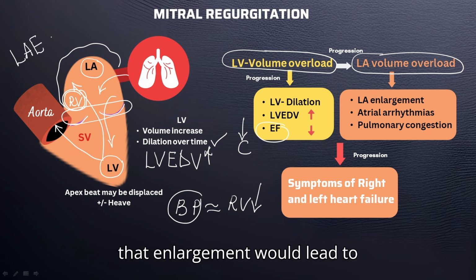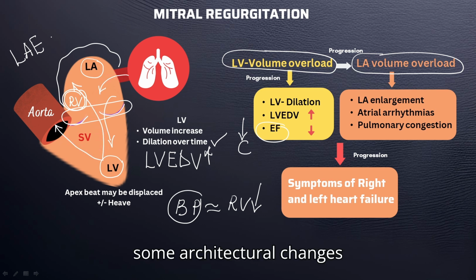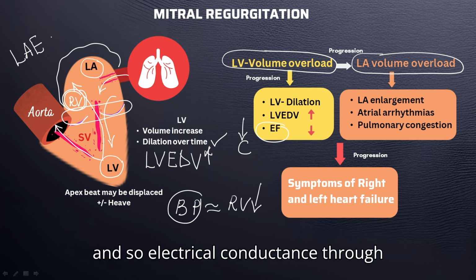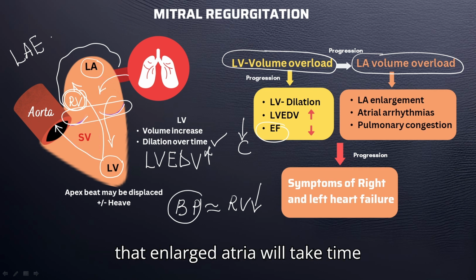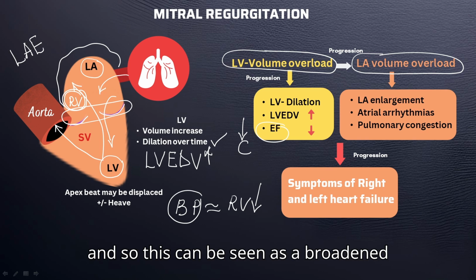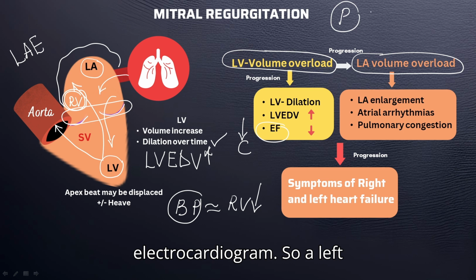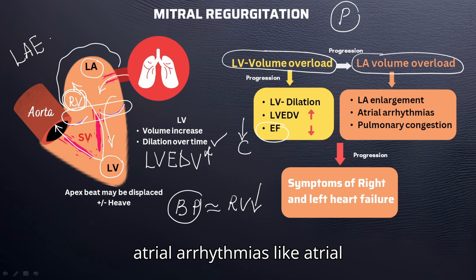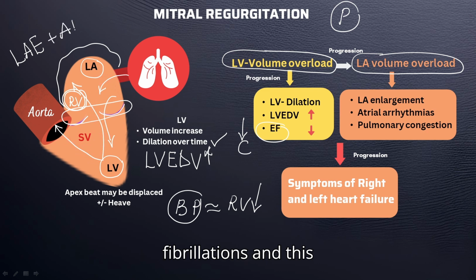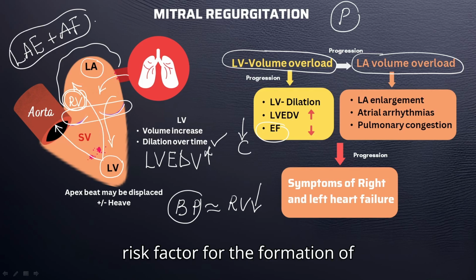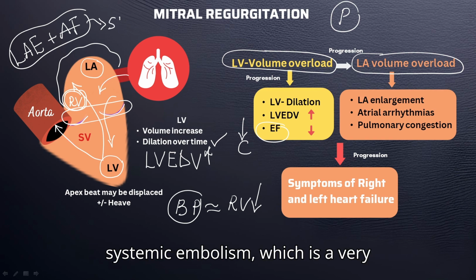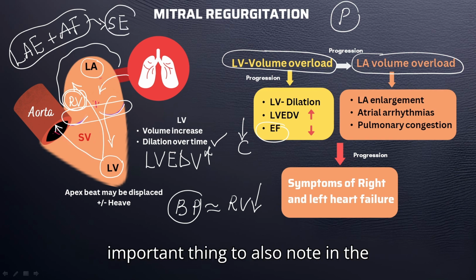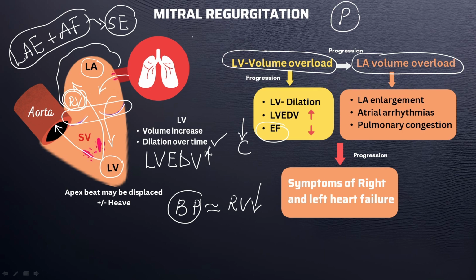Now, that enlargement would lead to some architectural changes. And so electrical conductance through that enlarged atria will take time. And so this can be seen as a broadened P wave on the electrocardiogram. So a left atrial enlargement would also lead to atrial arrhythmias like atrial fibrillation. And these two put together are a risk factor for the formation of systemic embolism, which is a very important thing to also note in the management of mitral regurgitation.